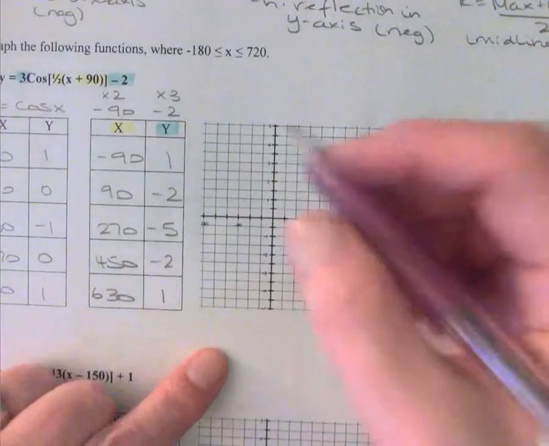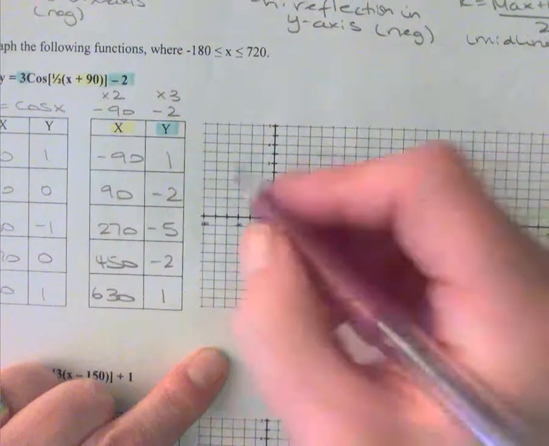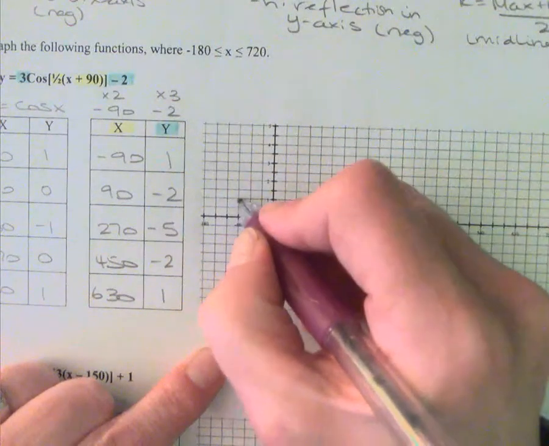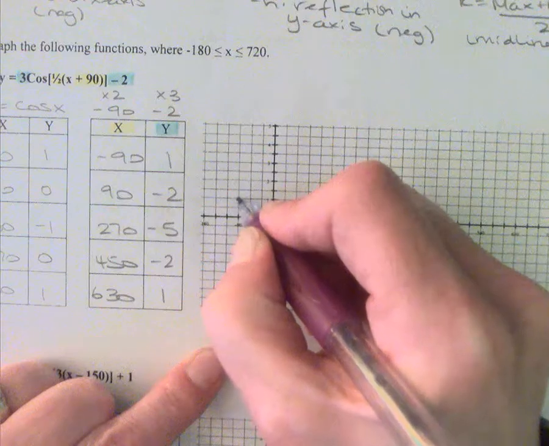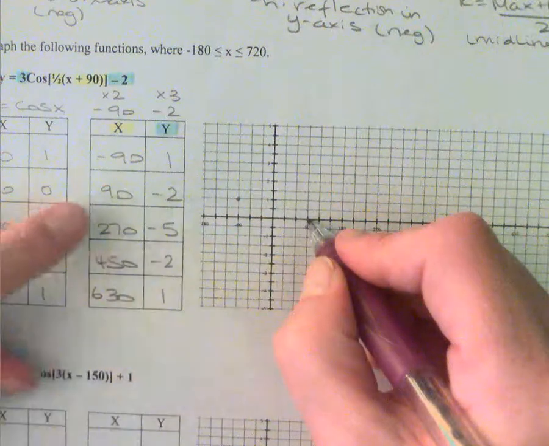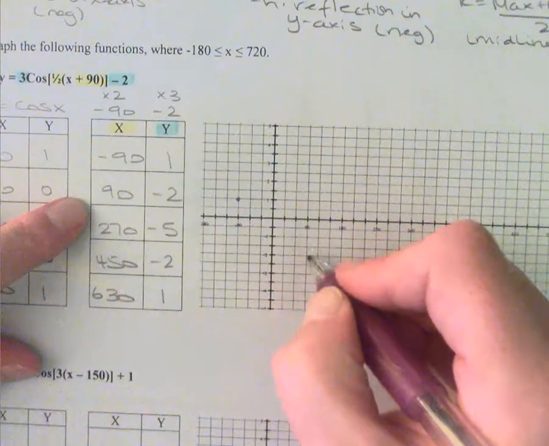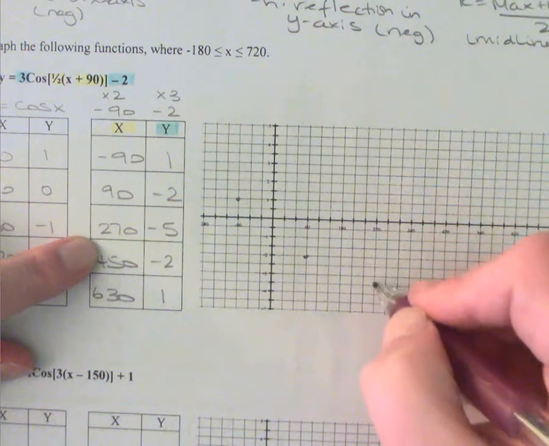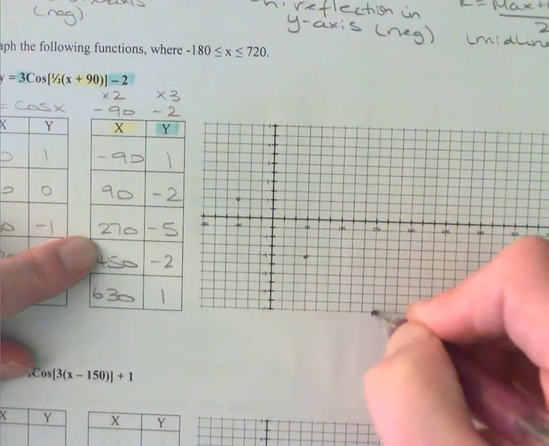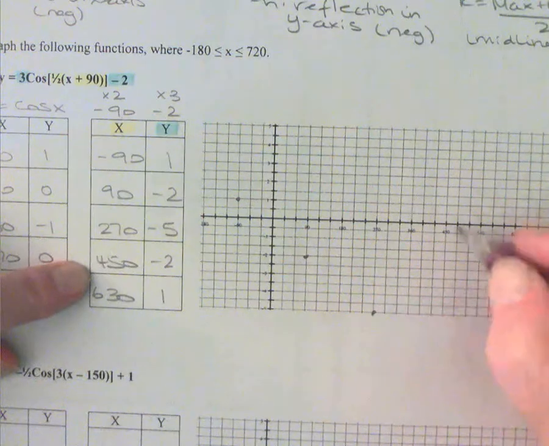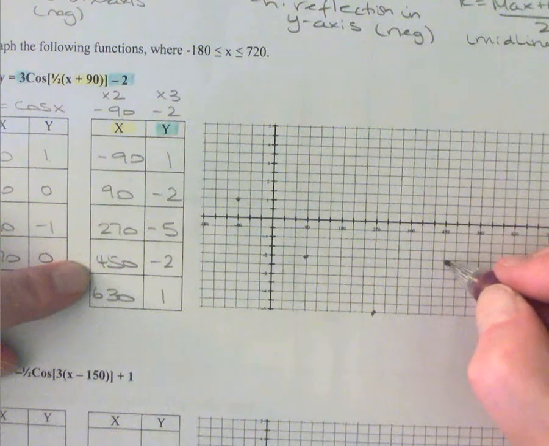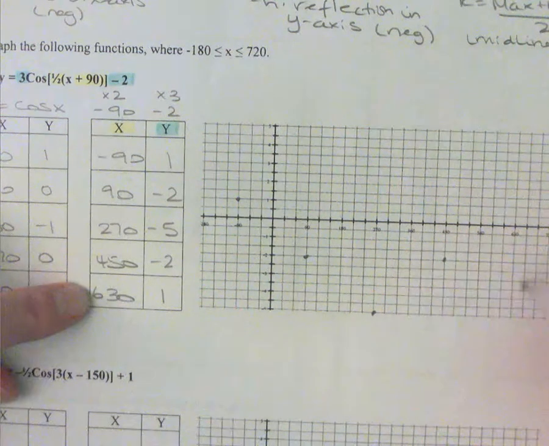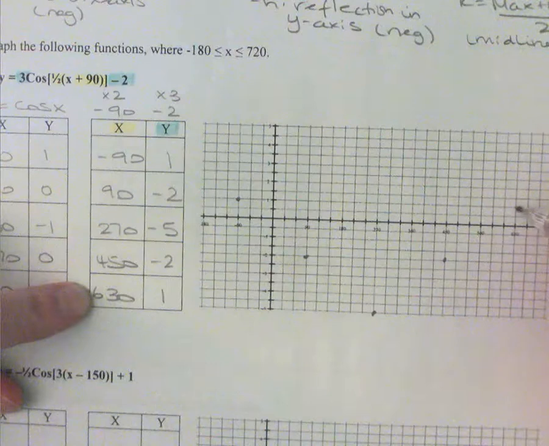So let's go and graph these. Remember, we're going up by 30s. So this is minus 90. I'm going to go to 1. At 90, I'm at minus 2. At 270, I'm at minus 5. Back up to minus 2. And at 630, I'm up to 1.